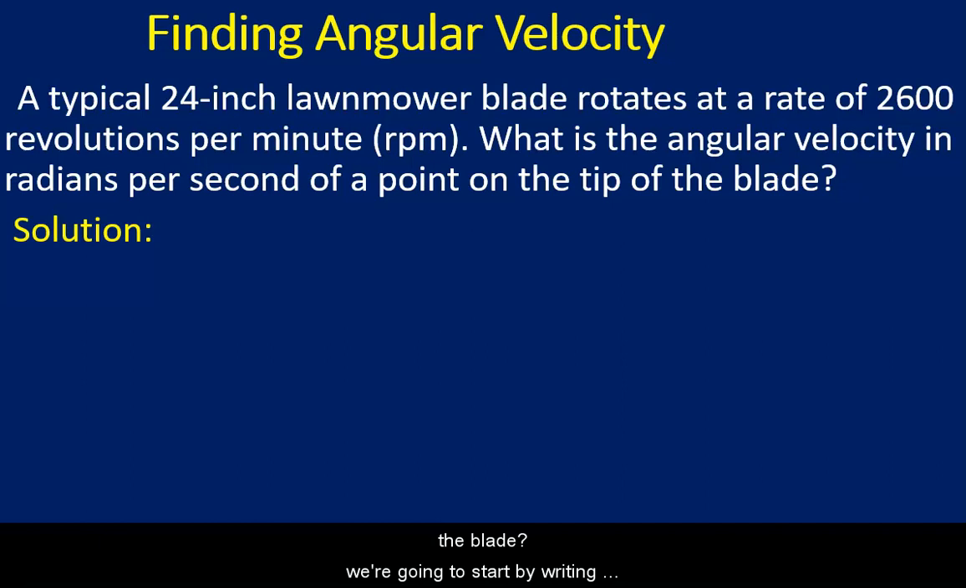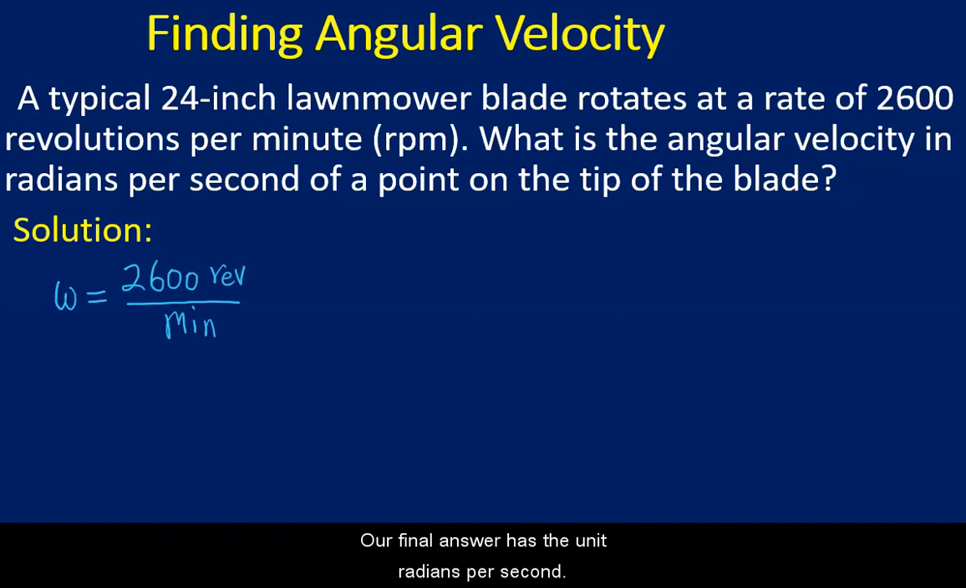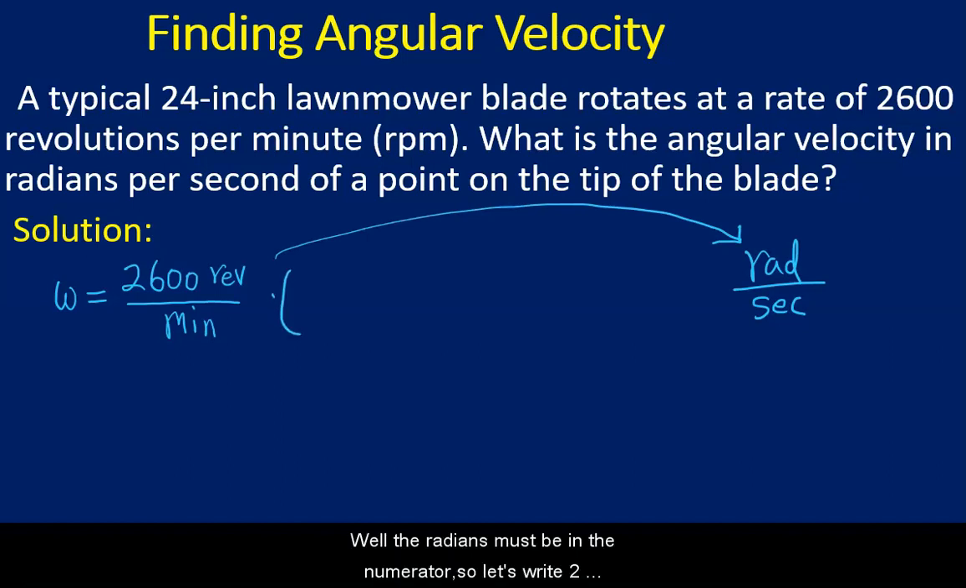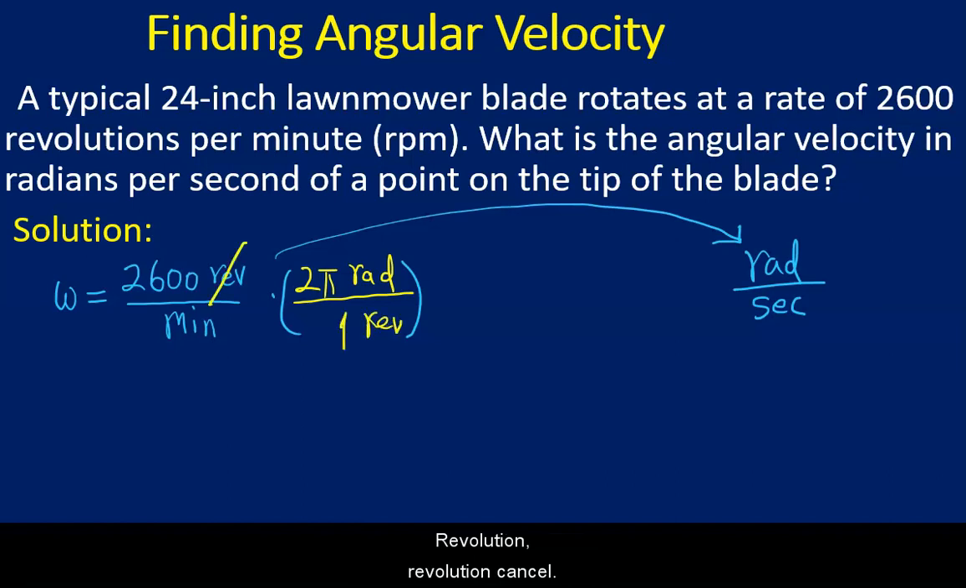We're going to start by writing this angular velocity. Omega equals 2,600 revolutions per minute in fraction form. Our final answer has the units radians per second. Therefore, we are going to convert from revolution to radians. We'll accomplish this by multiplying by the conversion factor. Well, the radians must be in the numerator, so let's write 2 pi radians in the numerator. And we're also going to use the fact that 2 pi radians is equivalent to 1 revolution.